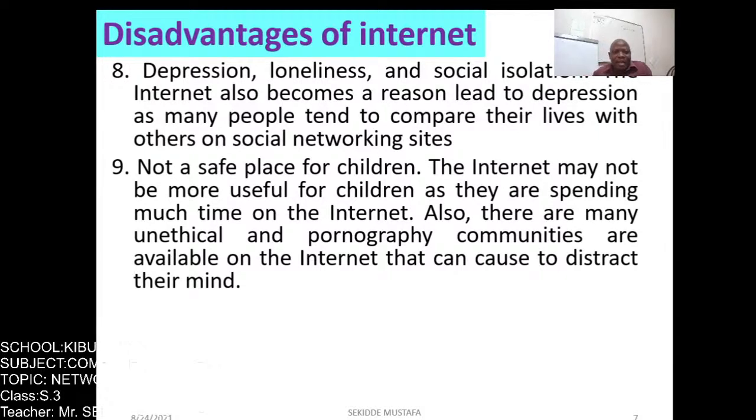Number 9, we are looking at the internet not being a safe place for children. The internet may not be more useful to children as they are spending much time on it. Actually, what happened? There is a story about a dad and mom. They connected their house to the internet.